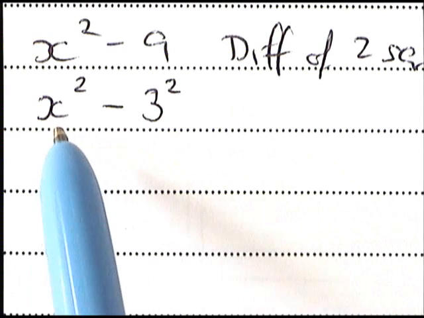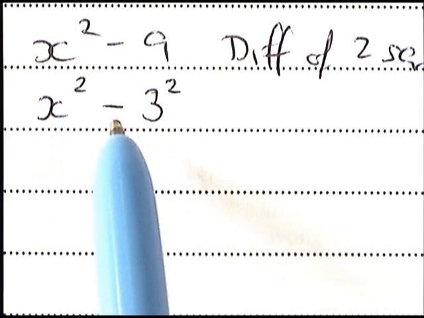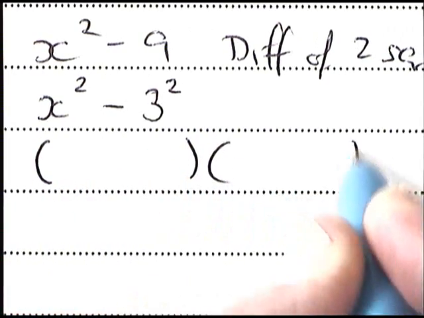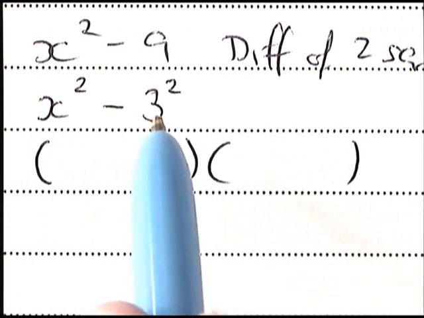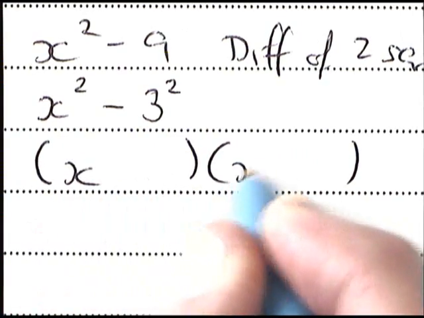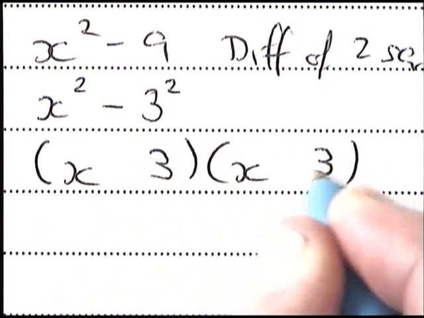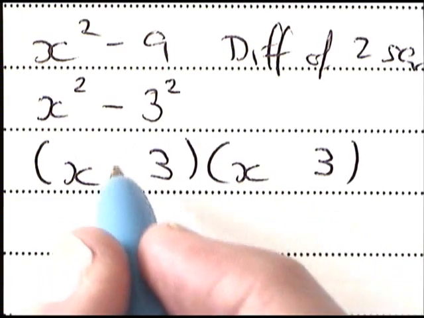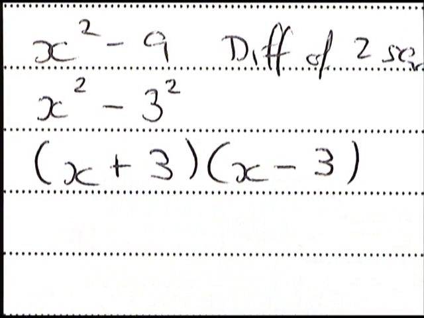And if you can spot that you can write something down as something squared, take away something squared, you can always then write that in two sets of brackets. The two bits go in both brackets, like that. The x goes in both, the 3 goes in both. In one of the brackets you put a plus, and one you put a minus. That's what you do with the difference of two squares.